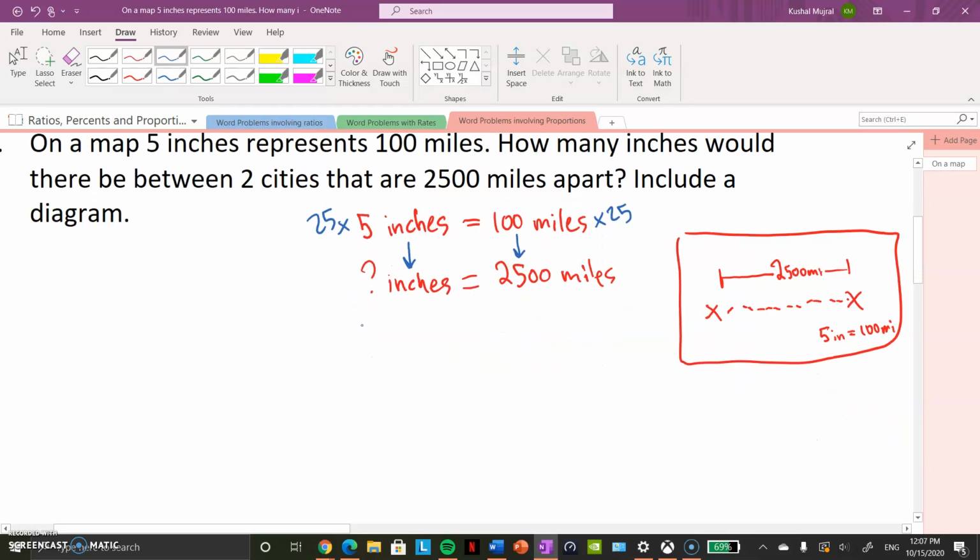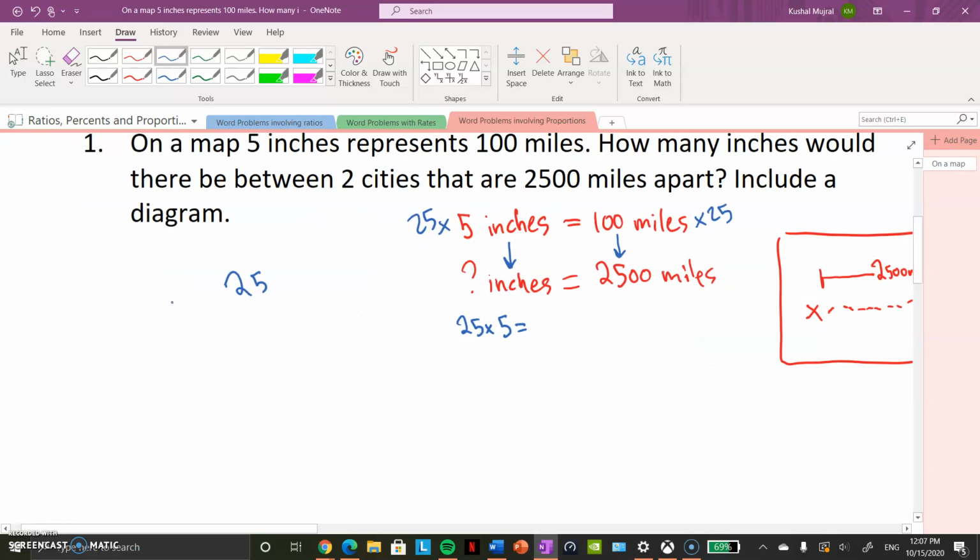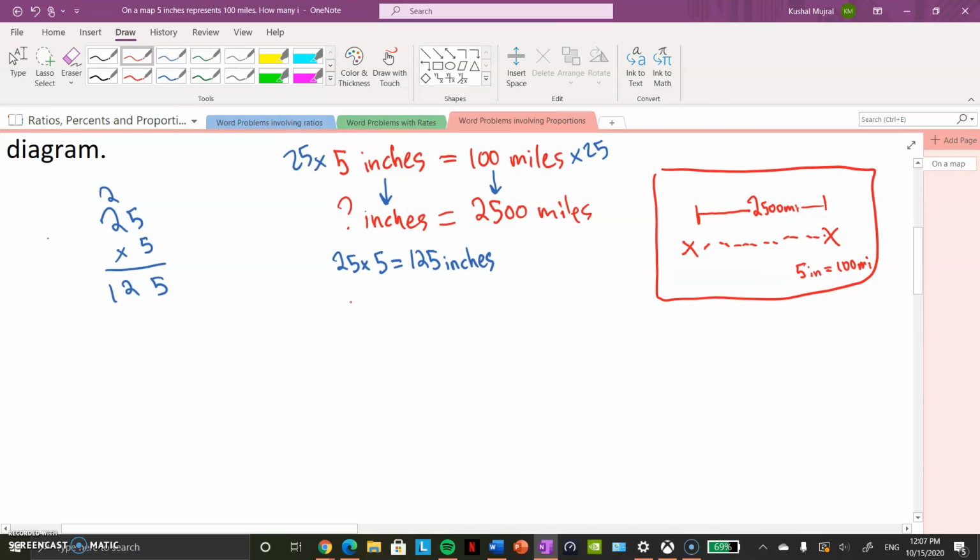So then here, 25 times 5 is, let's just do it on the side here. 25 multiplied by 5 is 125, equals 125 inches. So what you're going to write here is 125 inches equals 2,500 miles.